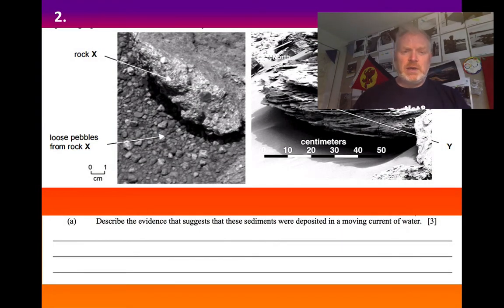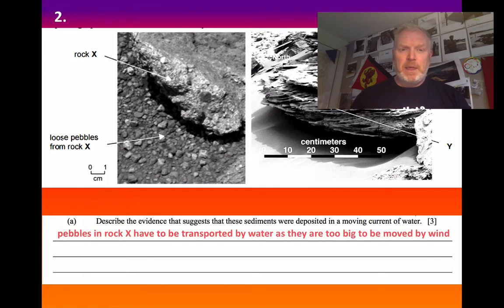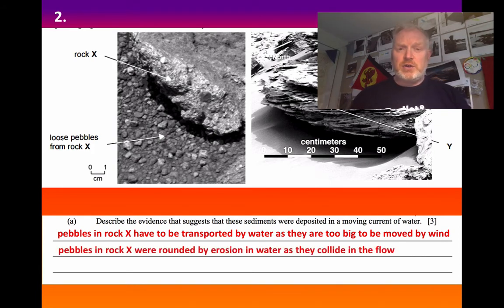Question 2 then shows you some pictures taken on Mars, two very interesting rocks, and we can tell from these rocks that they were deposited in a moving current of water. If you look at rock X, we've got pebbles in there. Now to have pebbles of that size, of a couple of centimetres across, it's too big to be blown around by the wind. That must be moved by water. Not only that, those pebbles are rounded. Now to round pebbles off, they need to be bashing into each other, they're colliding with each other in a flow of water.